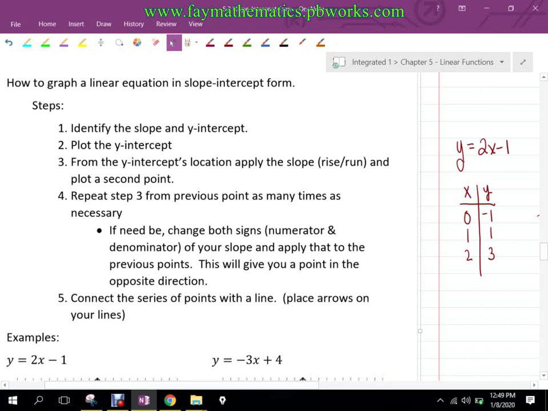Step 3 then says from the y-intercept, you're going to apply the slope, which we refer to as our rise over run, and plot a second point. Now, the number one error that people make when graphing lines and not getting the correct visual representation of the equation is when they get confused on what we're doing when we graph just a list of ordered pairs. If I give you those 3 ordered pairs up there, 0, negative 1, 1, 1, and 2, 3.